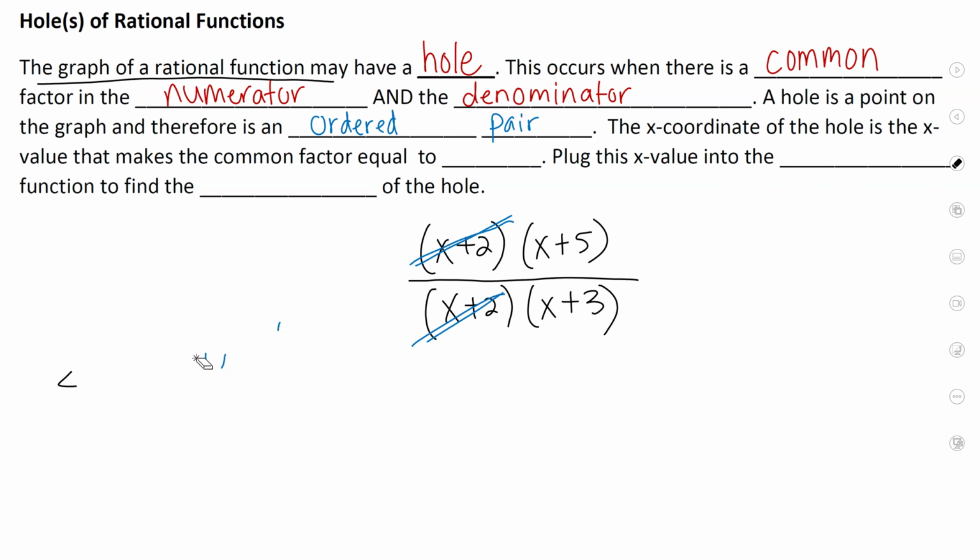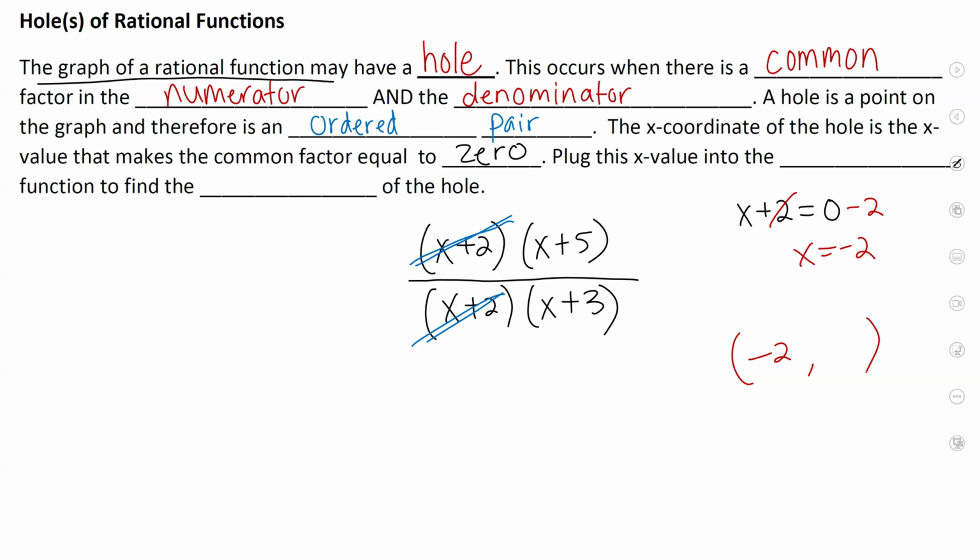Let's focus on the next sentence. The x coordinate of the hole is the x value that makes the common factor equal to 0. Okay, what did these 2 have in common? X plus 2. Set that equal to 0 and solve. So what will x be equal to? -2. X is -2. That means that's the x value of the hole. That's what that sentence means.